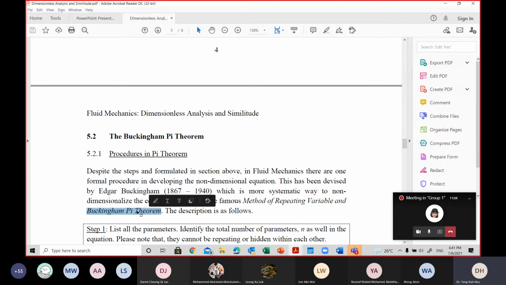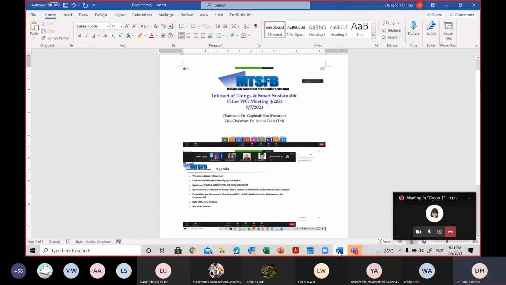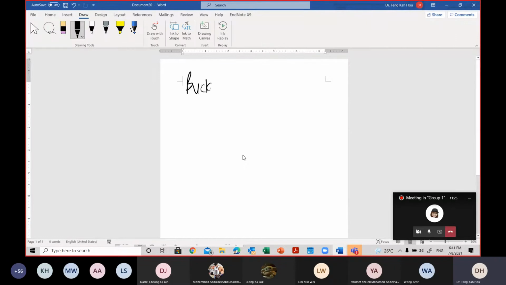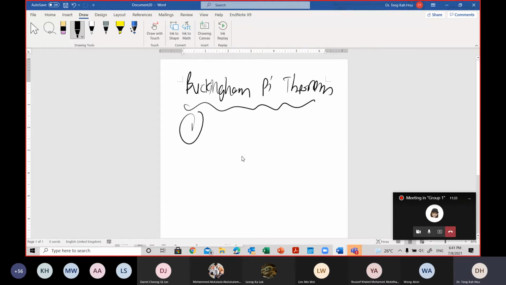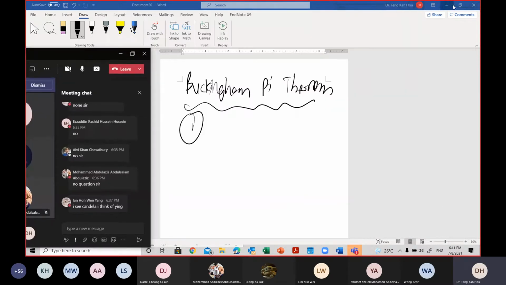They developed 6 steps to solve the questions. Can someone remind me what your 6 steps are for the Buckingham pi theorem? Where's your first step? Recall, please, without reference, of course.